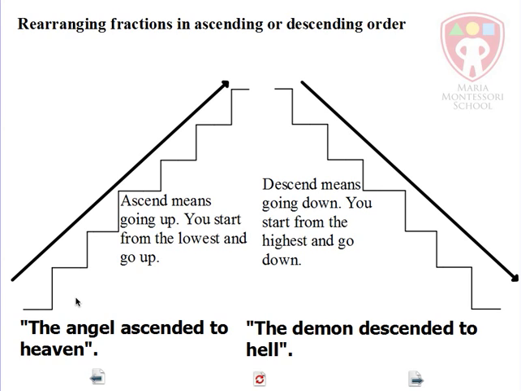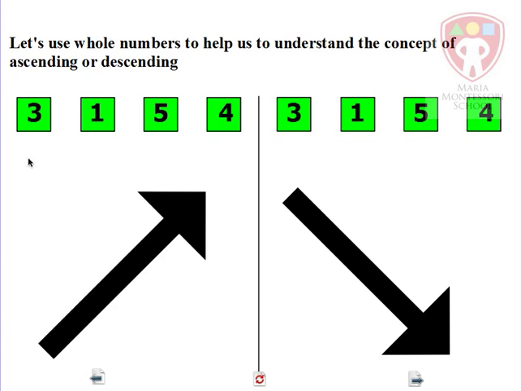Fortunately, up begins with the sound a, as in ascending, and down begins with the sound d, as in descending. And that should help us to remember which is which. Well, let's use these whole numbers just to help us understand this concept a little bit better. Here the arrow is going up, so we're ascending. So we start from the lowest, which is the 1, then the 3, then the 4, and then the 5. So we have arranged the numbers in ascending order, going up from the smallest to the largest.